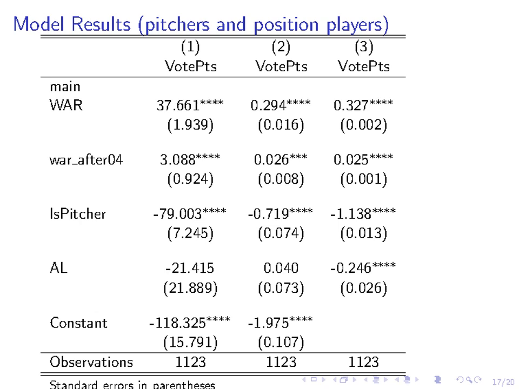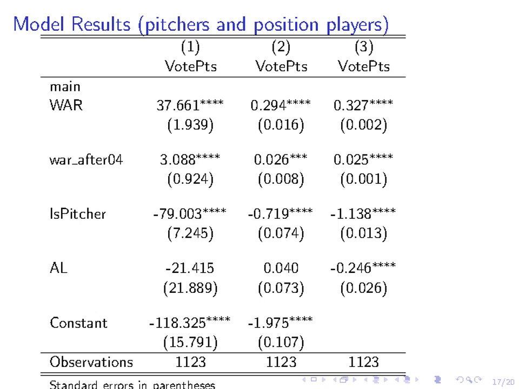And then you're penalized steeply for being a pitcher. So you lose, controlling for WAR and the time period of the vote, 79 vote points for being a pitcher.